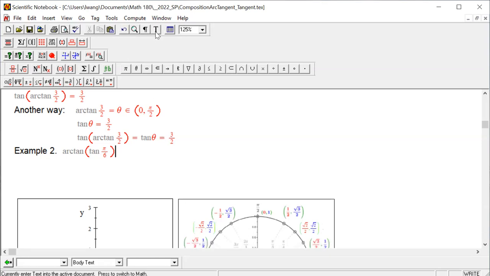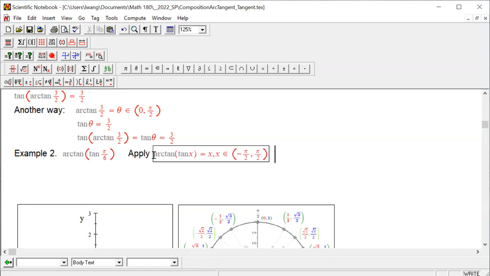And what do we get? Does it apply? It does, because arctan of tan pi over 6 has pi over 6 in the place of x, and pi over 6 is also in the spelled interval. Therefore, the answer to this question is simply pi over 6. You see that? That's how we apply the rule. We apply this shortcut.